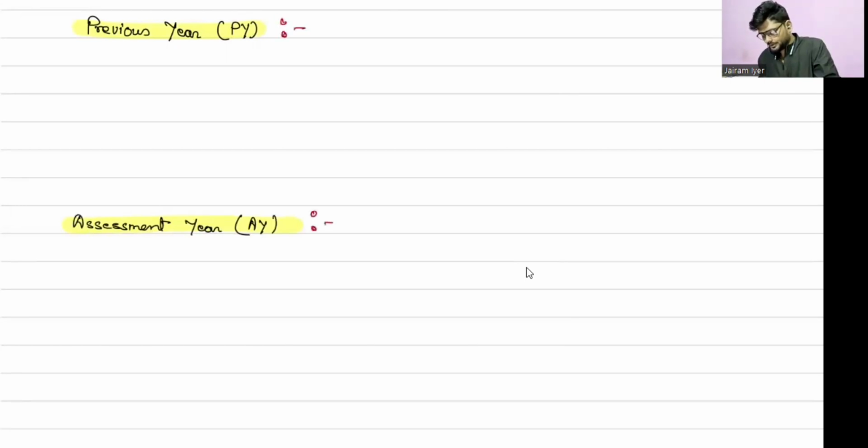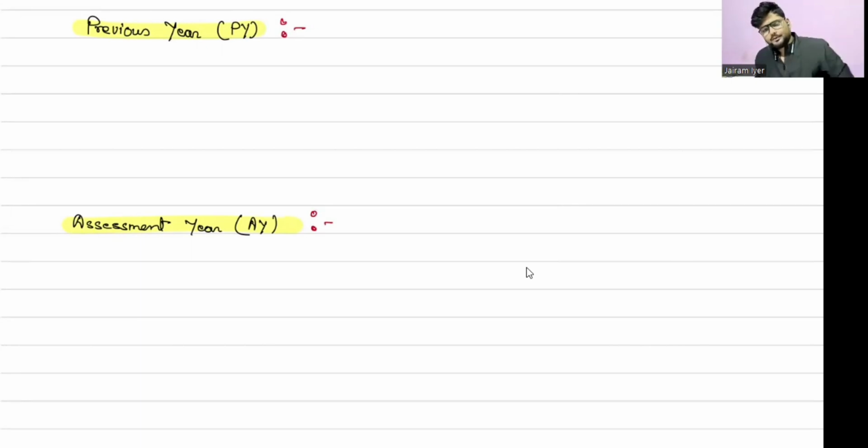Previous year, and one is assessment year. Those who know it well, good for me and for them, but those who are listening to it for the first time, no worries. There is a concept of previous year and a concept of assessment year that will be applied in the whole of your income tax syllabus. What actually is it?